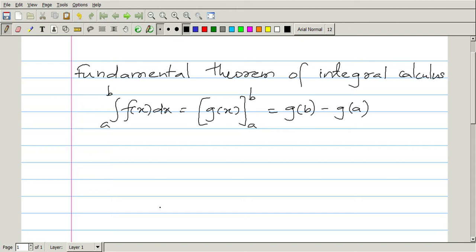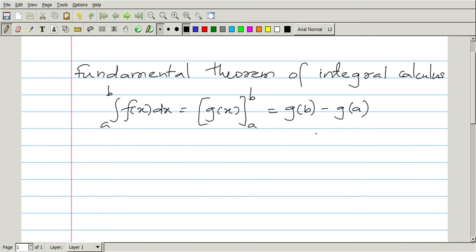We are discussing what is called the fundamental theorem of integral calculus. It says the integral of f of x dx from a to b is equal to, let's say the integral of f of x is g of x, then g of x from a to b, which is g of b minus g of a.